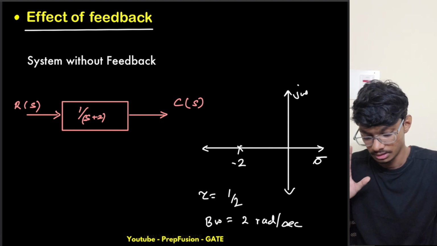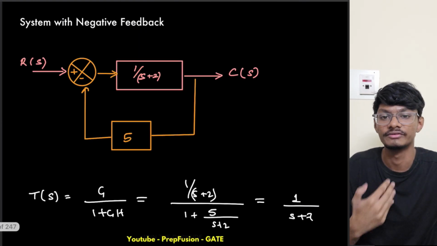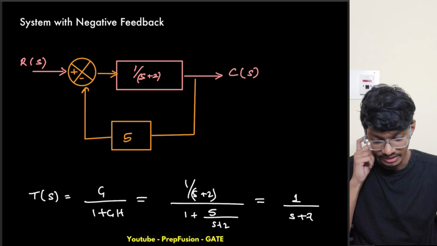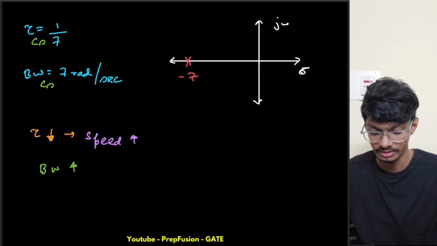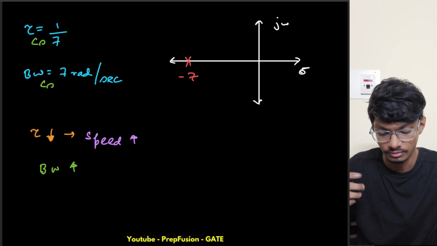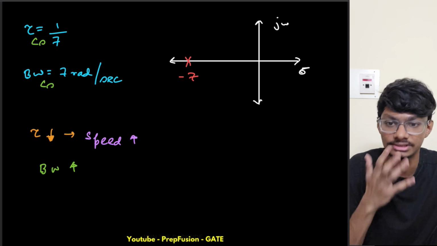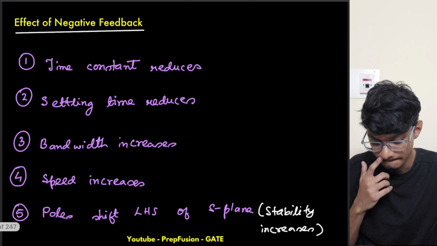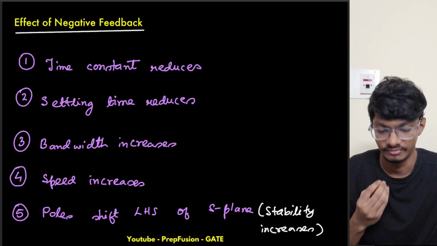What happens to an open system if I give it negative feedback and if I give it positive feedback? If I give it negative feedback, the pole will shift more towards the left, hence the system will become more stable and the time constant will reduce further, hence the speed will increase. The speed of the system will increase, the performance will increase. So all these things will happen when we use negative feedback.